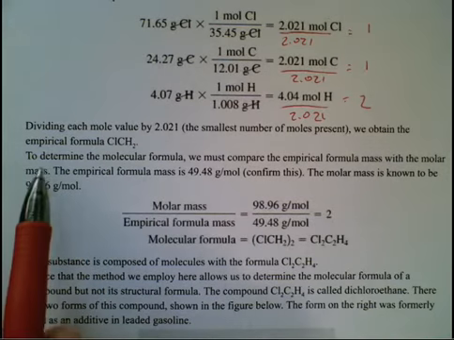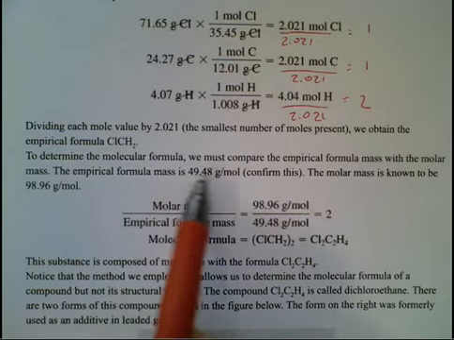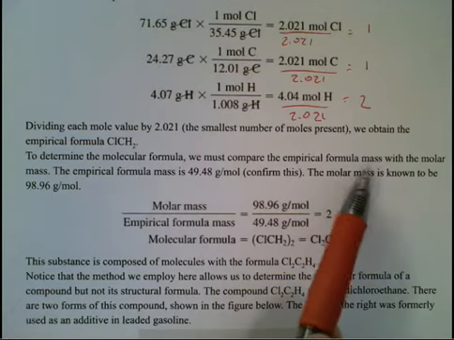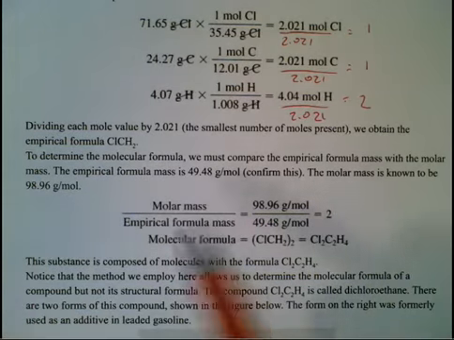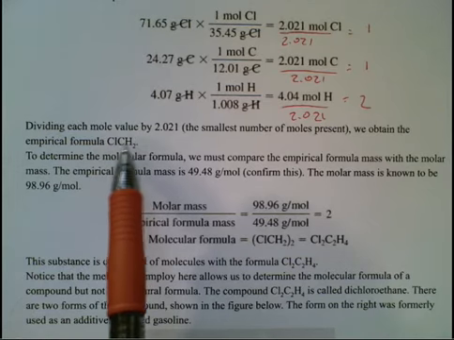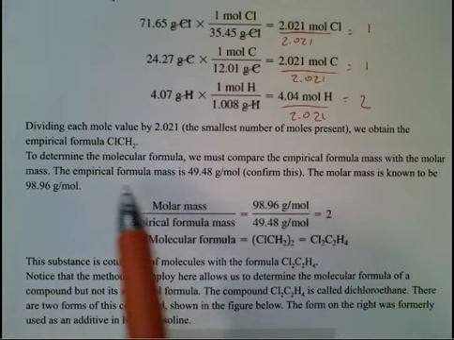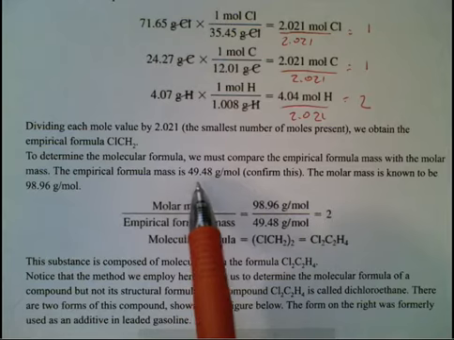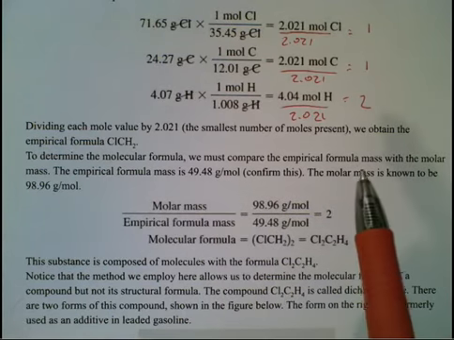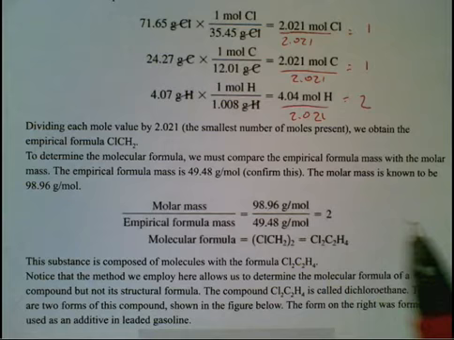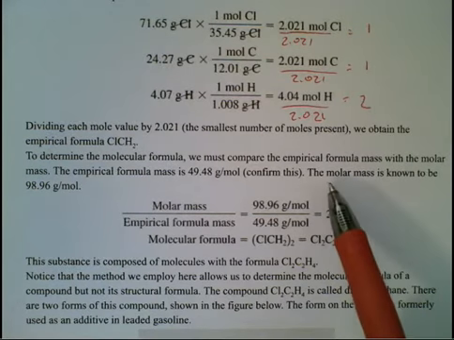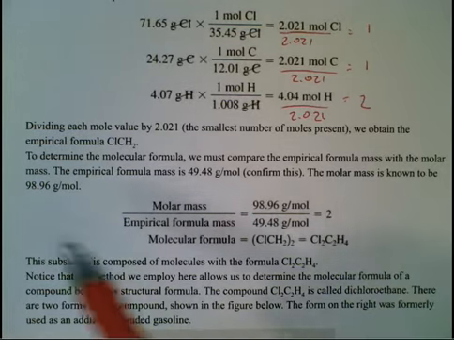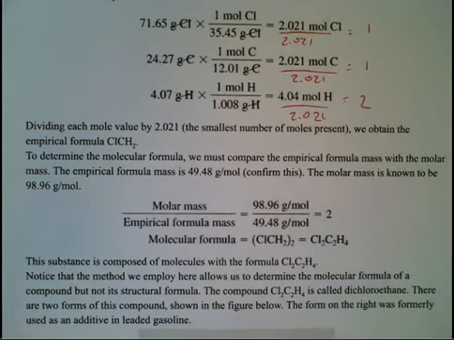To determine the molecular formula, we must compare the empirical formula mass with the molar mass. By adding up all the masses of these constituent elements, 1 chlorine, 1 carbon, 2 hydrogens, we find that the empirical formula mass is 49.48 grams per mole. Now you should double check this. We've done this in another sample exercise, so I won't go through that right now. We also know that the molar mass is known to be 98.96 grams per mole. How do we know that? It was given to us by the question.